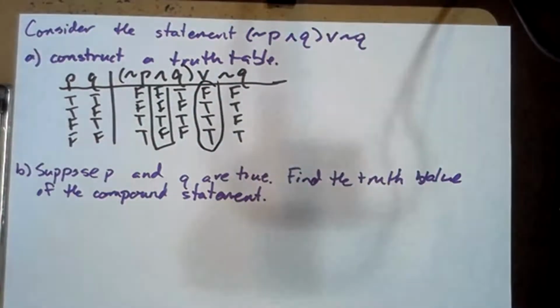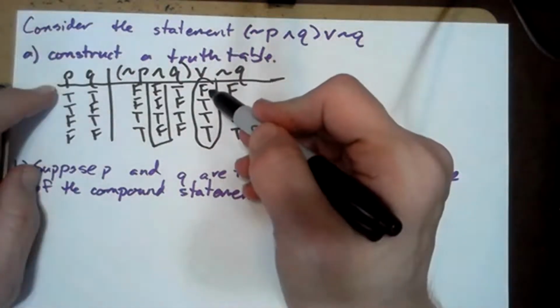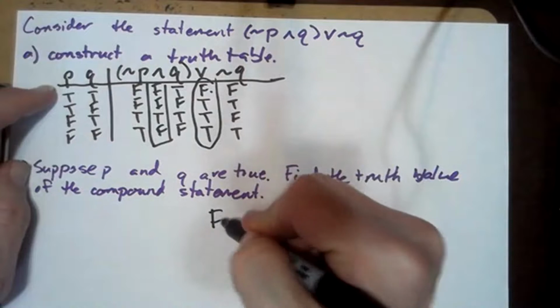So suppose P and Q are true. We want to know the truth value of the compound statement. If both P and Q are true, then the compound statement is false.